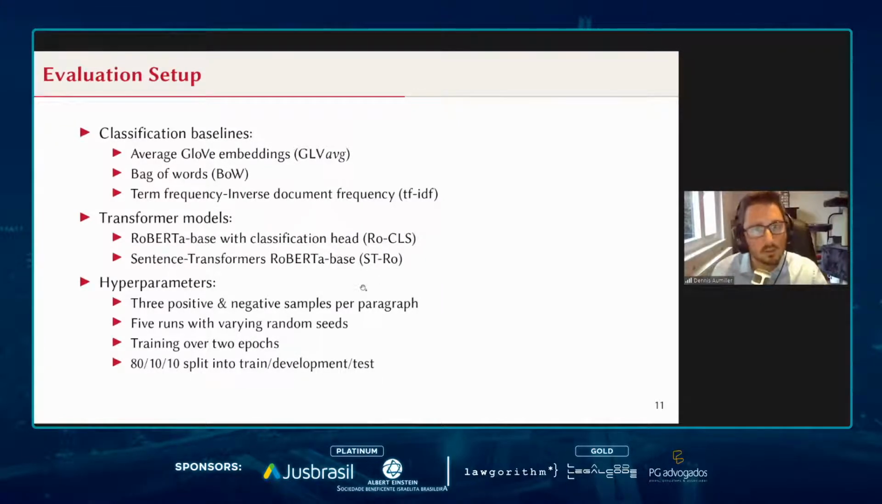As a brief side note to the hyperparameters, we usually sample 3 positive and negative pairs per paragraph in the document. And we run all models from 5 different random seeds to account for any statistical variance in the training procedures. Training is performed over 2 epochs for the transformer models, and generally our 80-10-10 split is consistent for training, development, and testing.